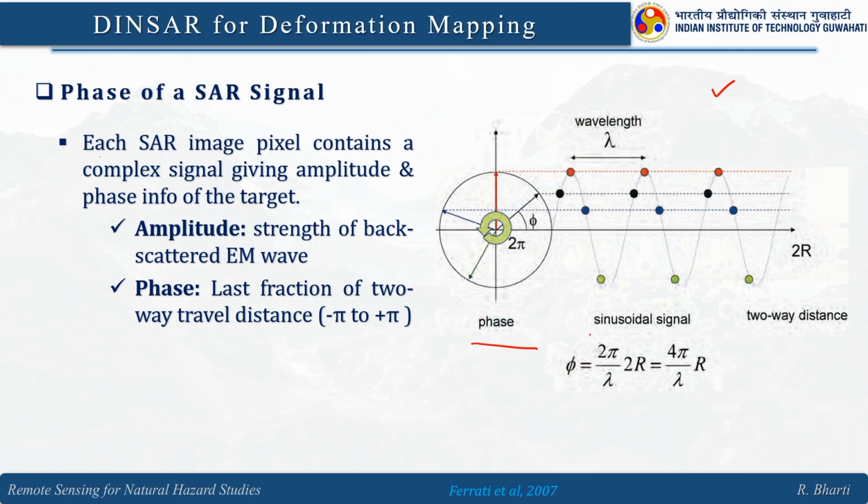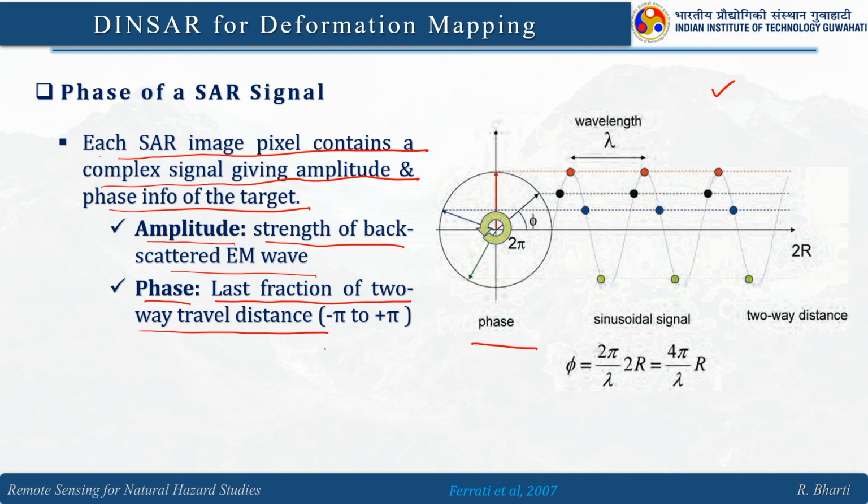Each SAR image pixel contains a complex signal giving amplitude and phase information of the target. The amplitude is the strength of backscattered energy coming from the target, and the phase is the last fraction of the two-way travel distance, right. So, minus pi to plus pi.